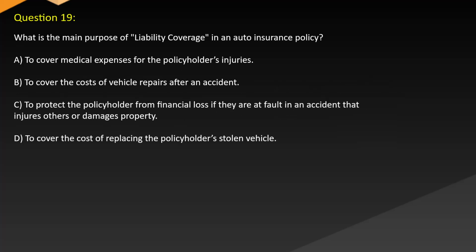Question 19. What is the main purpose of liability coverage in an auto insurance policy? A. To cover medical expenses for the policyholder's injuries. B. To cover the costs of vehicle repairs after an accident. C. To protect the policyholder from financial loss if they are at fault in an accident that injures others or damages property. D. To cover the cost of replacing the policyholder's stolen vehicle.